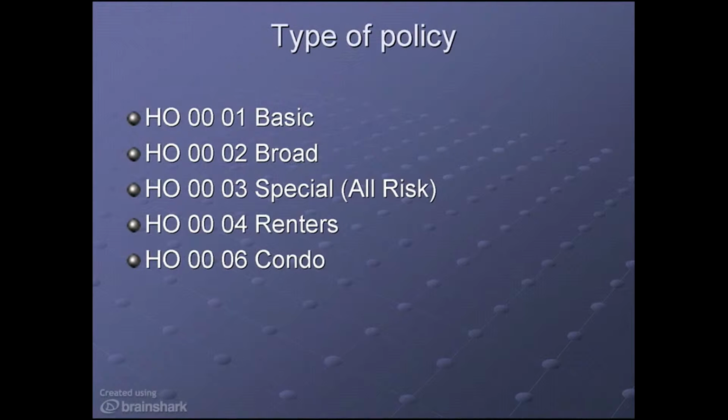But with condo policies, you have to know what the association policy also talks about as well. And with a basic and a broad, you have named perils, and with a special, you have the all risk, like we talked about before. 10 with the basic, and the additional 7 with the broad, to make a full 17 altogether.